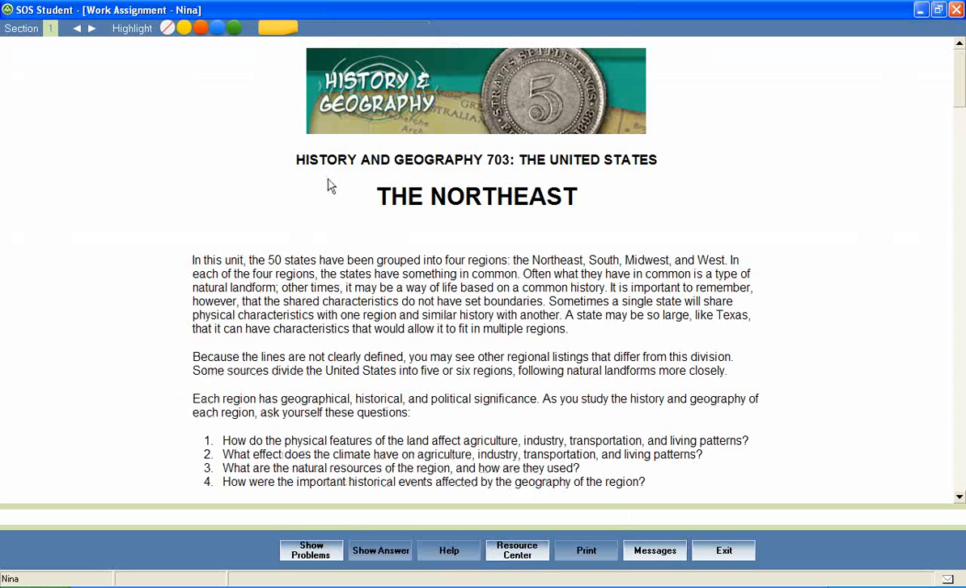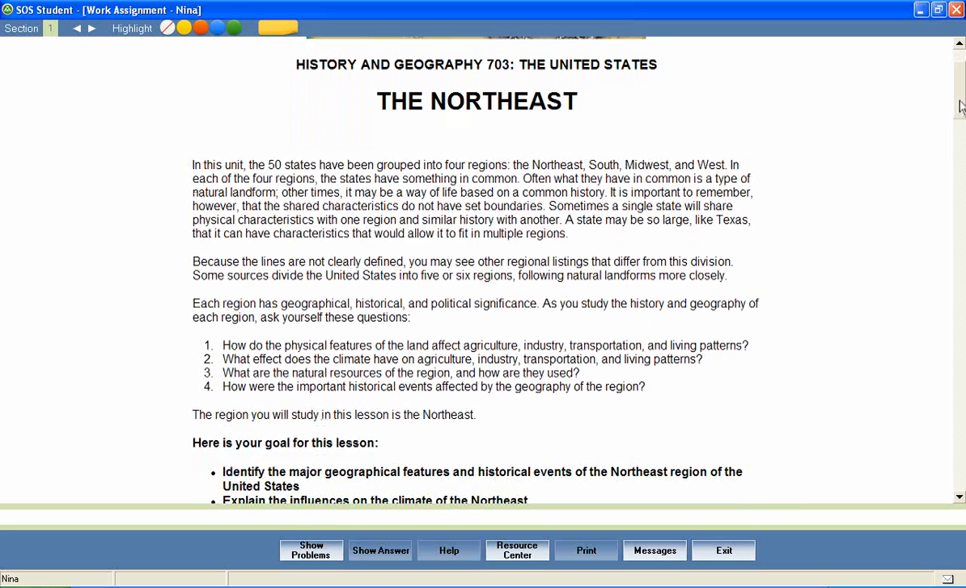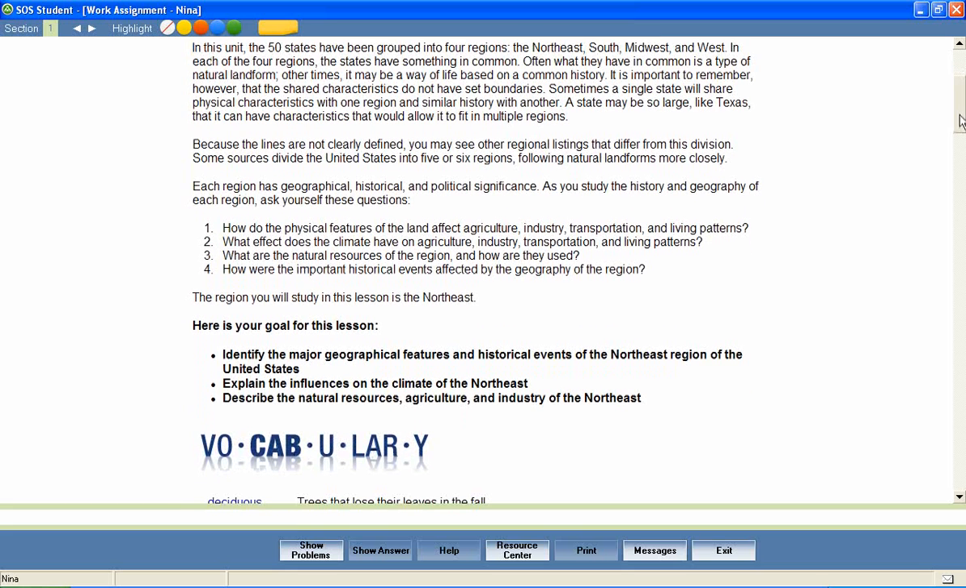In a unit entitled The United States, let's look at a lesson called The Northeast. Most Switched On Schoolhouse lessons begin with a brief introduction and a list of objectives for the lesson. These objectives help students stay focused on important lesson content and provide parents with an effective way to measure mastery of lesson content.